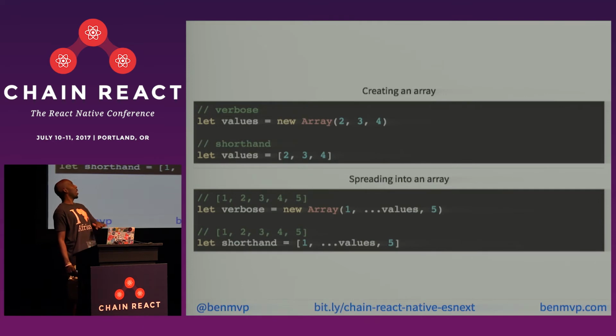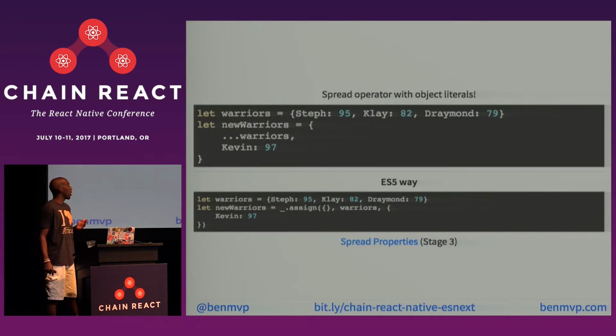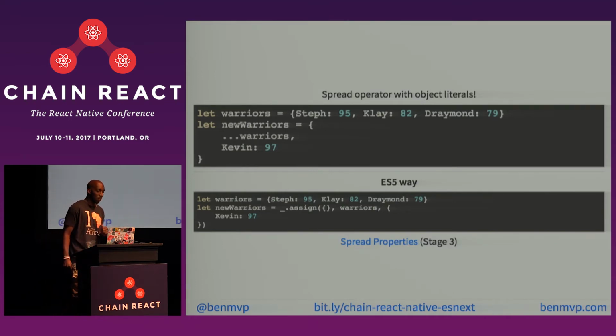But I'm not even really interested in spreading in arrays. That's just the ES6, the ES2015 functionality. What I'm most interested in is spreading into objects, because we deal mostly with objects in React, with props and with state and other things like that. So here in this example, I have the Warriors pre-Kevin Durant, and they had Steph, Clay, and Draymond with my fictitious NBA 2K ratings for each one of them.